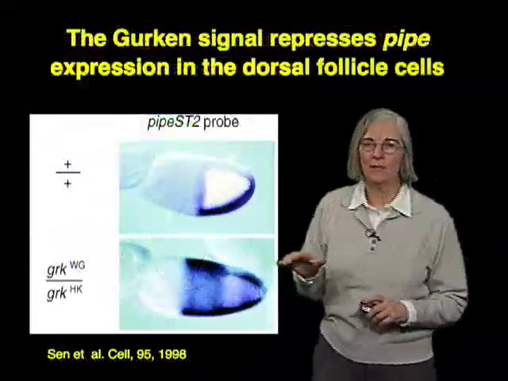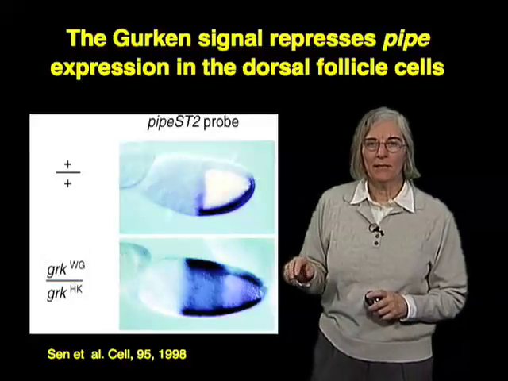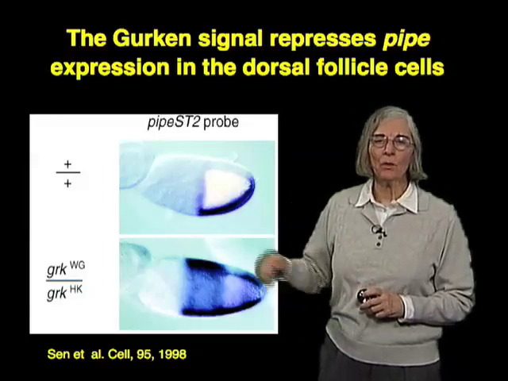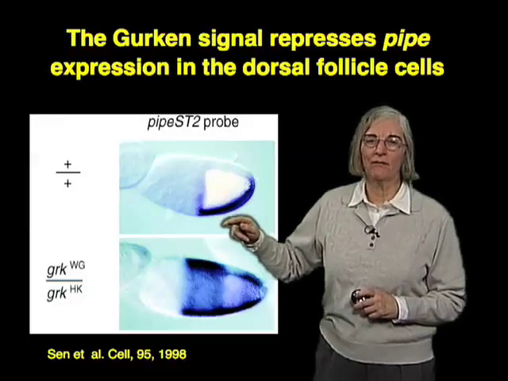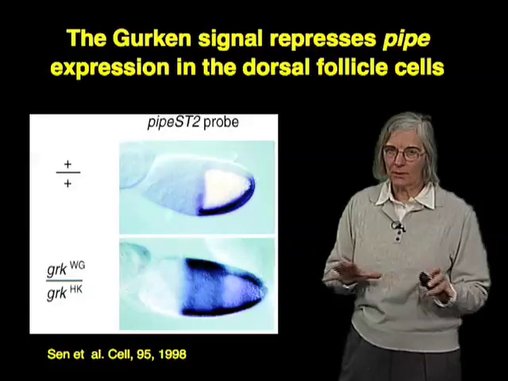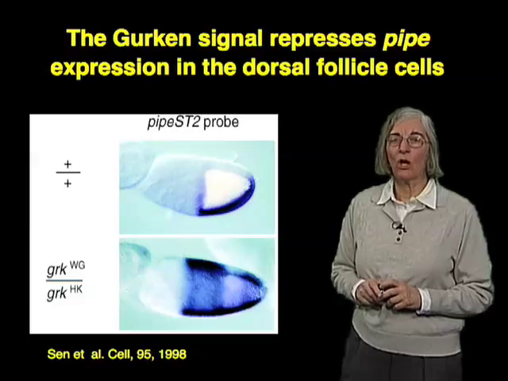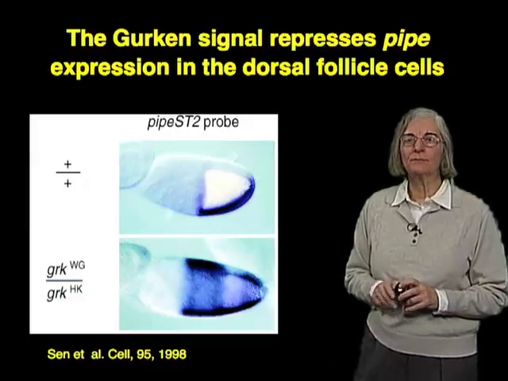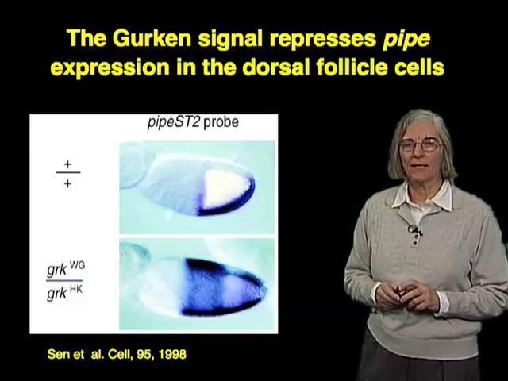So the effect of Gurken EGF receptor signaling on pipe expression is shown here in this slide, taken by the laboratory of David Stein, where he showed here in the wild type that pipe expression is seen on the ventral side of the egg chamber, whereas in a Gurken mutant, so when Gurken doesn't signal, the EGF receptor is not activated, and now pipe is expressed all throughout the egg chamber. So pipe is then a target gene of the EGF receptor and is repressed by EGF receptor activity.